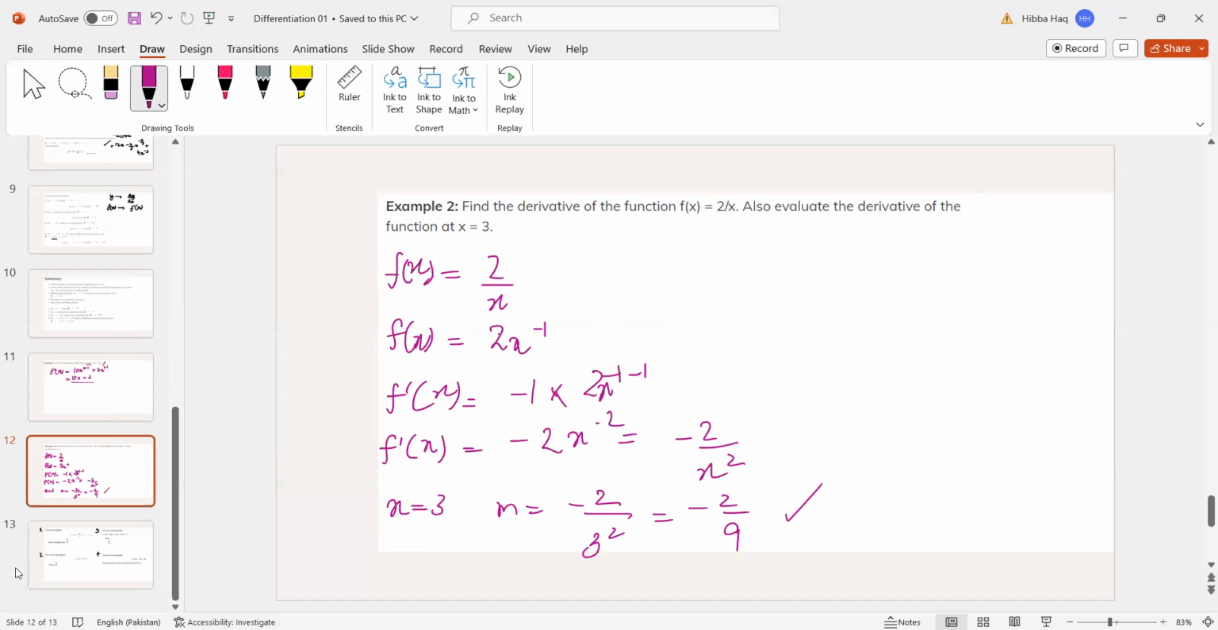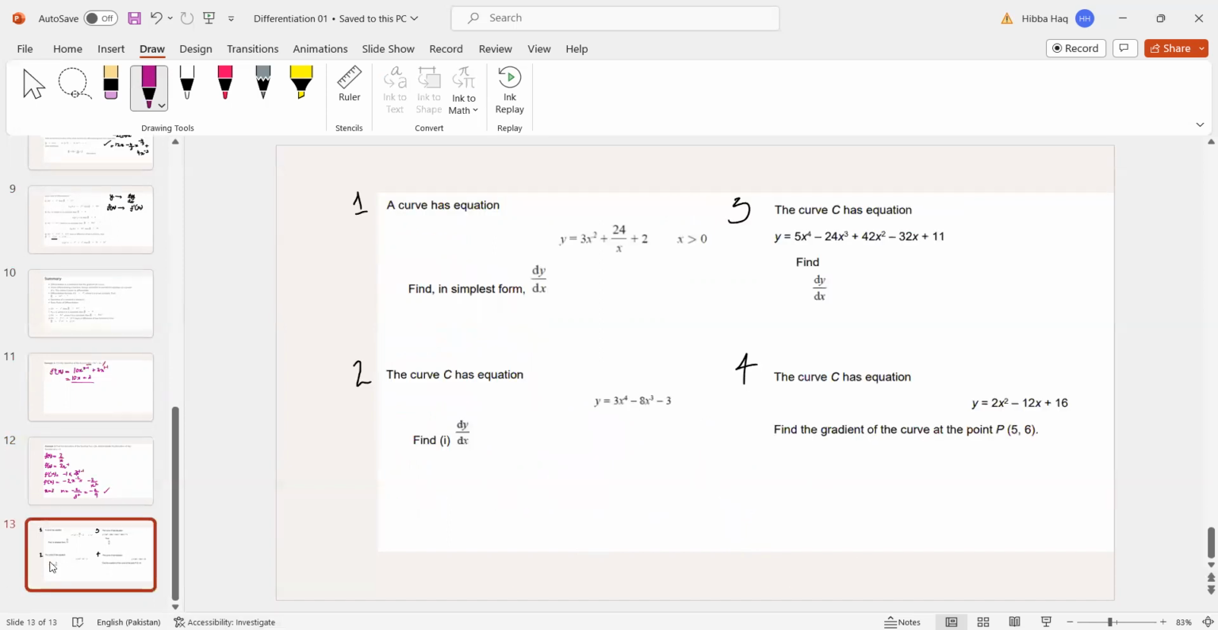All right, moving forward. So I'm going to leave you guys to do a few questions by yourself. So here are 4 questions that you can do as practice, and you'll understand the concept of simple differentiation or the basic differentiation even better after solving these.